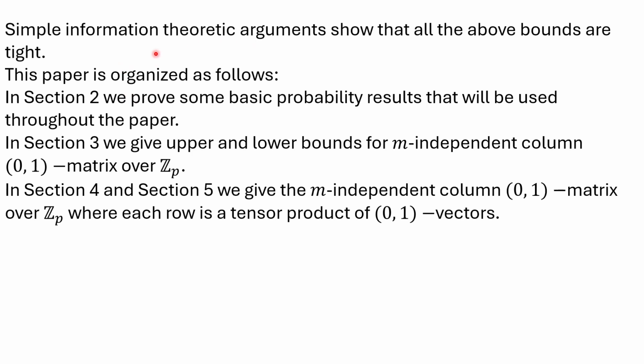This paper is organized as follows. In section 2, we prove some basic probability results that will be used throughout the paper. In section 3, we give upper and lower bounds for M independent column 0, 1 matrices over ZP. In section 4 and section 5, we give the M independent column 0, 1 matrix over ZP, where each row is a tensor product of 0, 1 vectors.